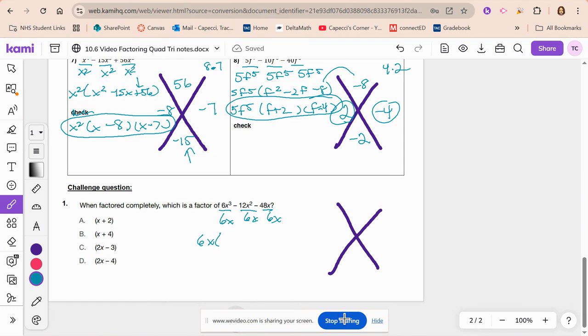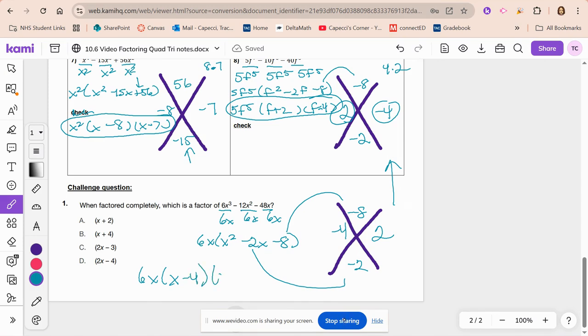Factor out the 6x, and I'm left with x squared minus 2x minus 8. So my negative 8 goes up top. My negative 2 goes to the bottom. And look what happened. It's very similar at this point to what we had above. So I have negative 4 and positive 2. So my final factored form is 6x times x minus 4 and x plus 2.